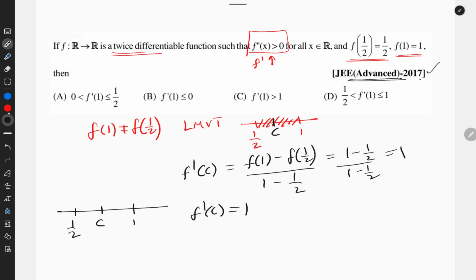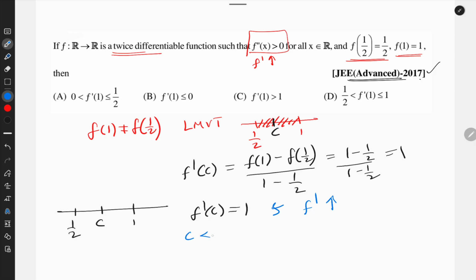It's a quite simple question. Okay, so we just need to understand this geometrically. At c itself f' is increasing, so that is one thing, and f' is an increasing function.